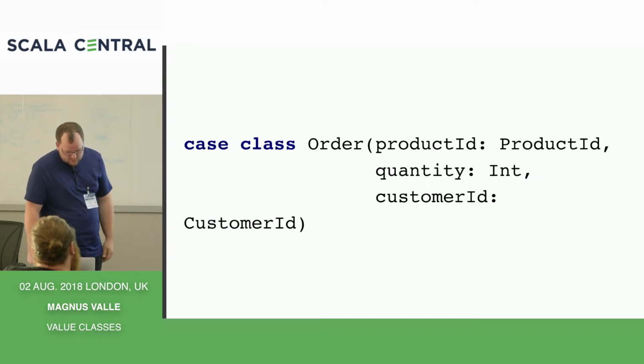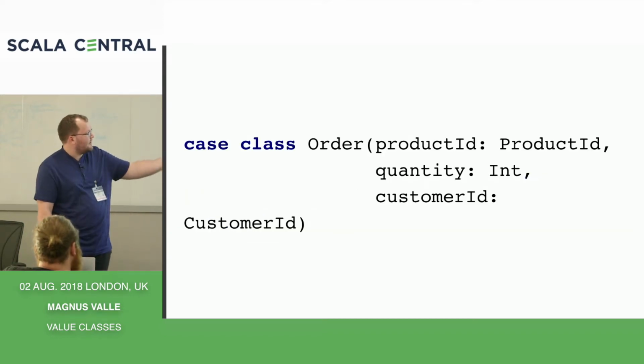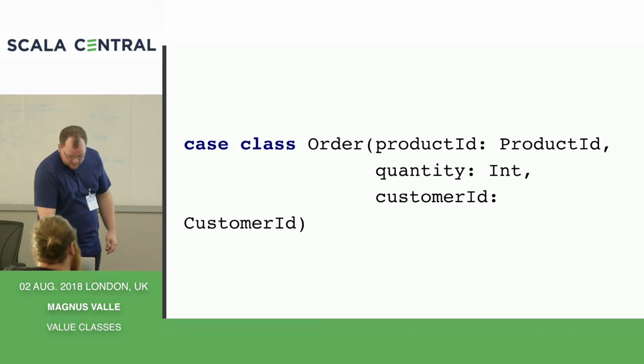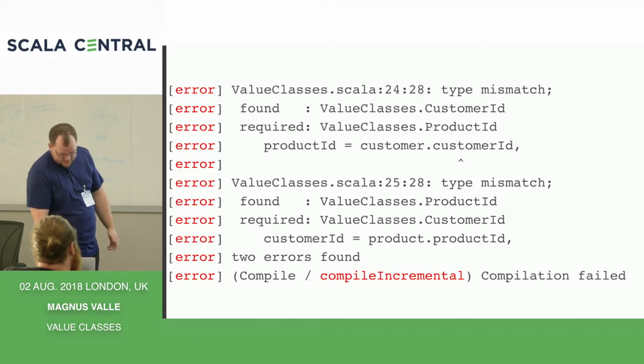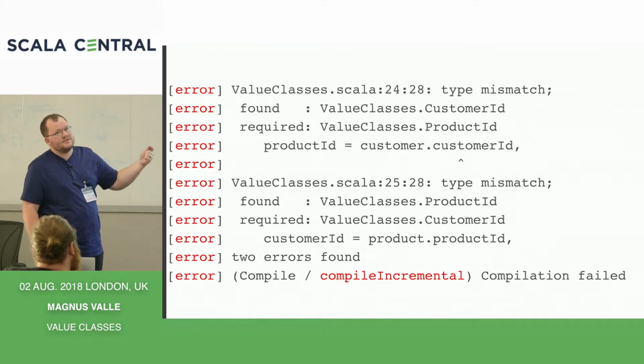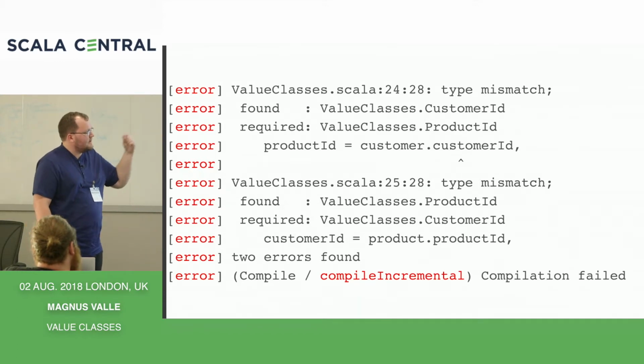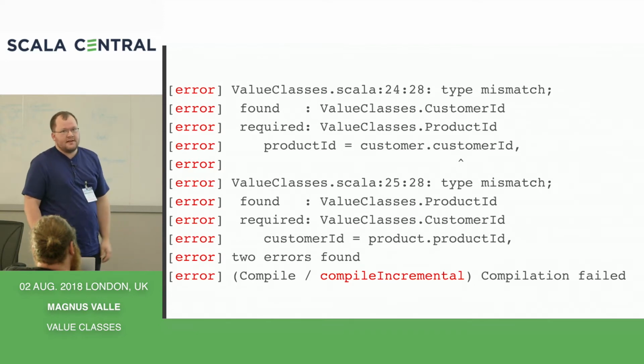And the order looks the same. Now it has a product ID, and they are case classes instead of type aliases. And now when we run this through the compiler, we get a compiler error. That's really what we want. We've managed to use the type system in Scala to make this particular bug not representable. You can't have this bug because it will just refuse to compile.